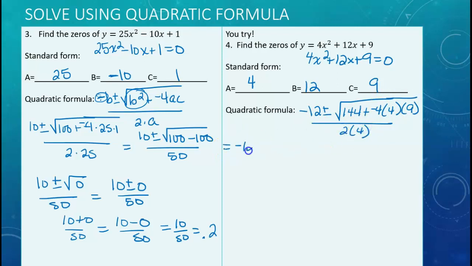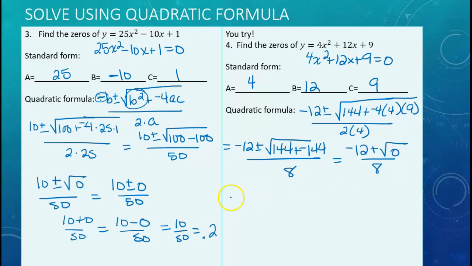This simplifies to be -12 plus or minus the square root of 144, and then watch your signs, there's a plus in the middle, but this is -4 times 4 times 9. I'm going to put that into my calculator, and I end up getting -144 all over 8. Well, I've got a positive 144 and a negative 144, so this becomes -12 plus or minus the square root of 0 all over 8.